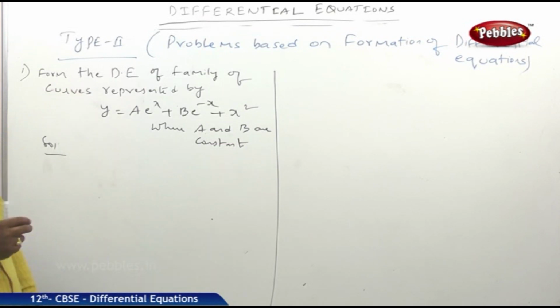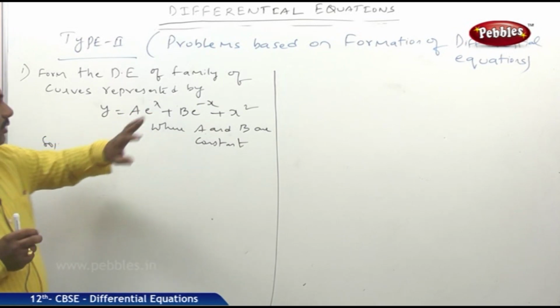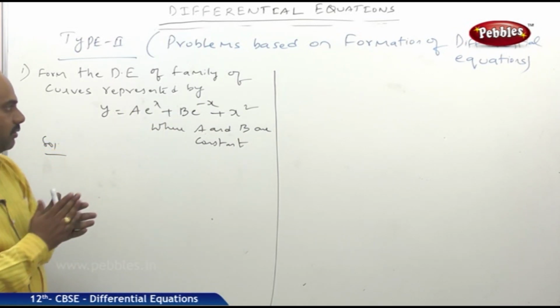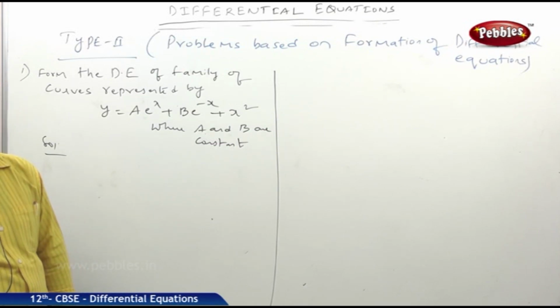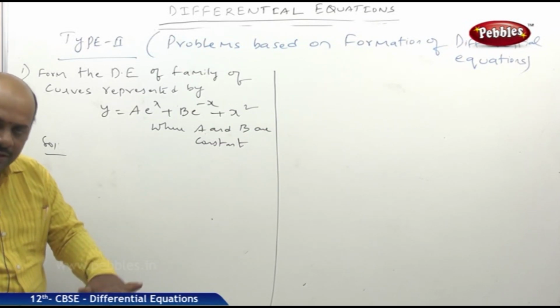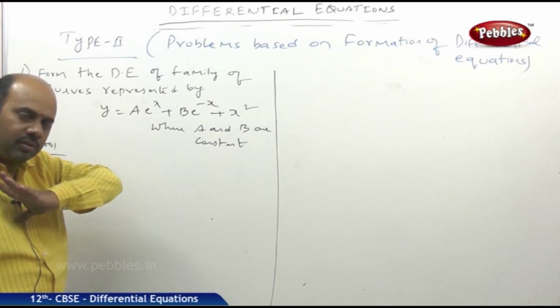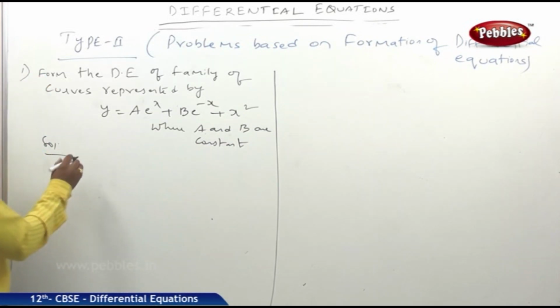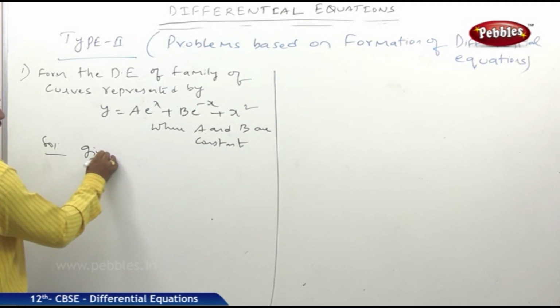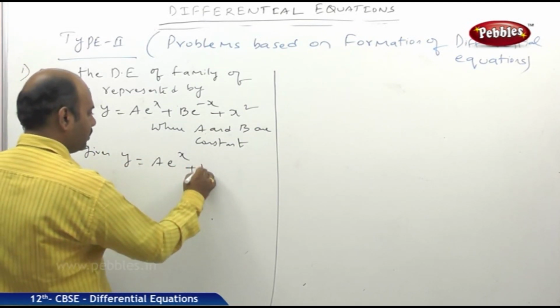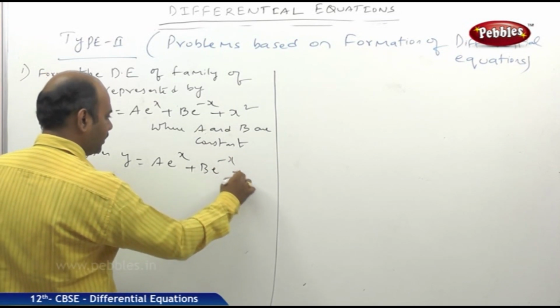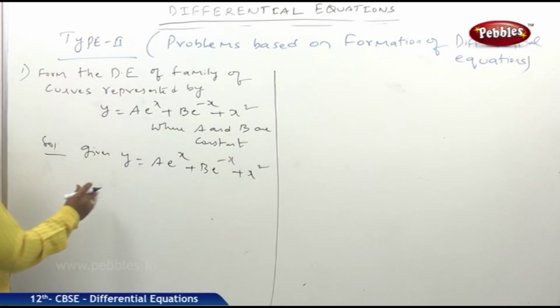We need to form the differential equation of the family of curves represented by y = a e^x + b e^(-x) + x², where a and b are constants. My target is that in our final output there should be no constants. So, given y = a e^x + b e^(-x) + x².